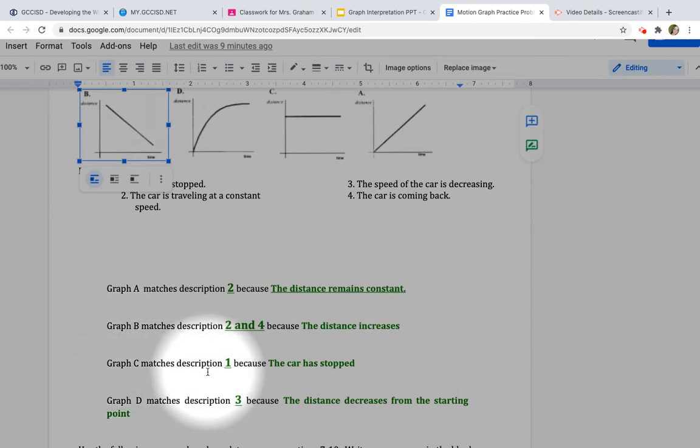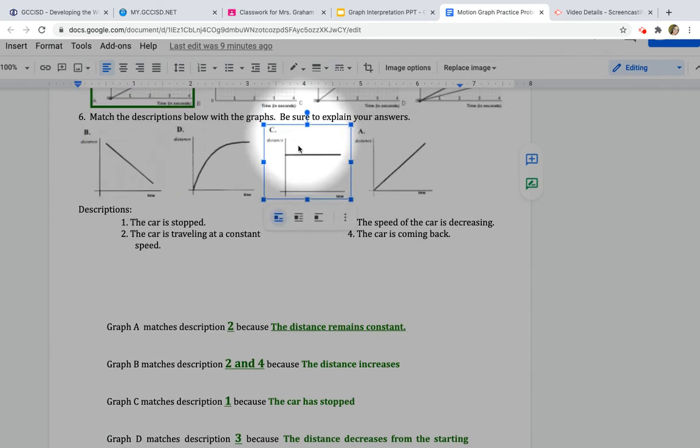Graph C matches description... so let's pull up graph C right here. Matches description 1. The car has stopped. Okay, we know if it is this flat line, remember that heartbeat, if it goes beep, the heart has no motion. It is not pumping. Okay, so it has flatlined, it is at rest. So we know that graph C matches 1 because the car has stopped.